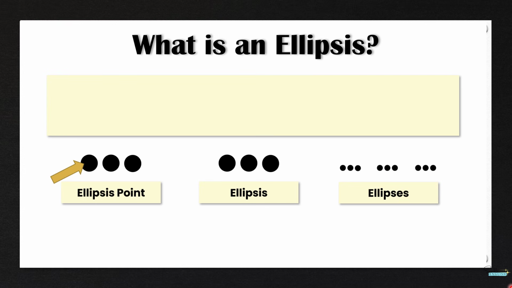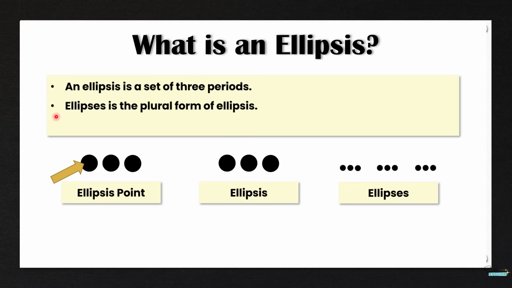So what is an ellipsis? An ellipsis is a set of 3 periods. So this here is an ellipsis. Ellipses is the plural form of ellipsis. So here we have ellipses. There are 3 different ellipses. Sometimes you hear people say "dot dot dot" and they mean an ellipsis. One dot is called an ellipsis point.